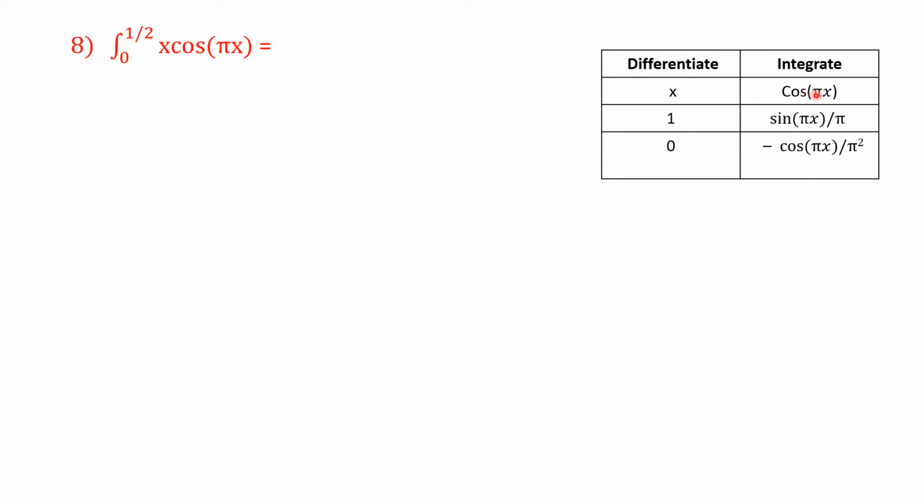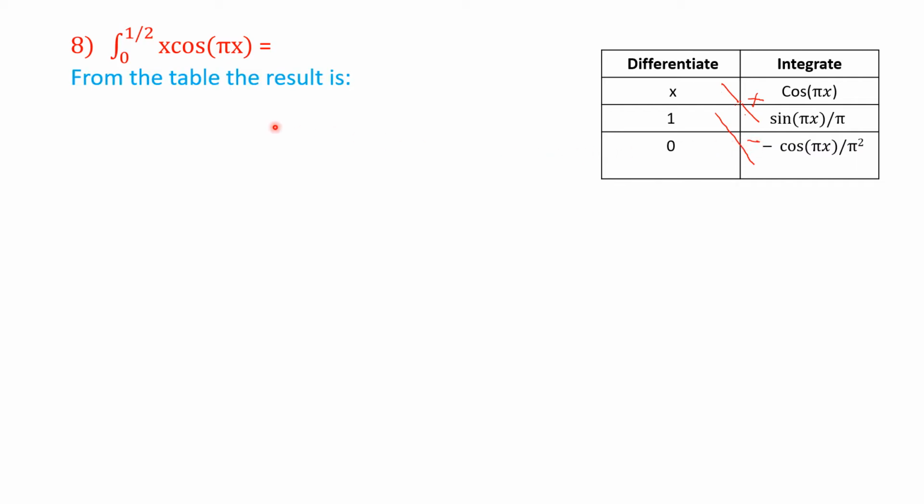Cosine of pi x, its integration is sine of pi x divided by pi, and then the second integral will be negative cosine of pi x divided by pi squared. Now we have to map x, we will map it with the sine, and 1 will map it with the cosine, knowing that x multiplied by sine pi x divided by pi will be considered as positive, but then 1 multiplied by negative cosine pi x divided by pi squared, we will have another negative, so negative and negative will give us positive.